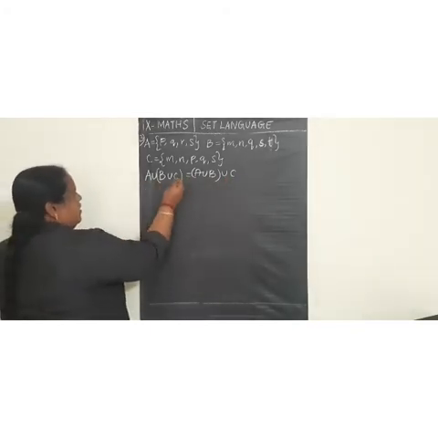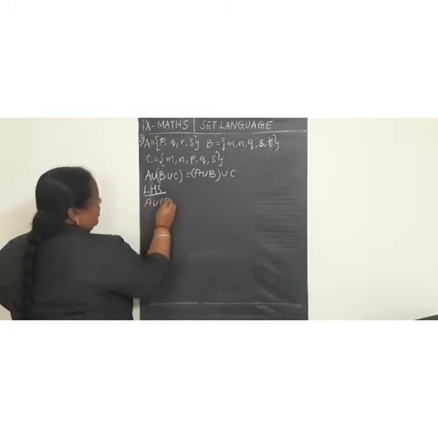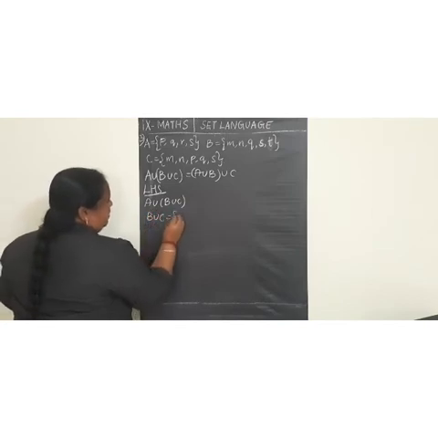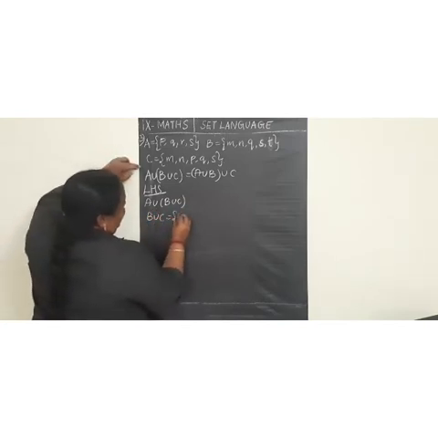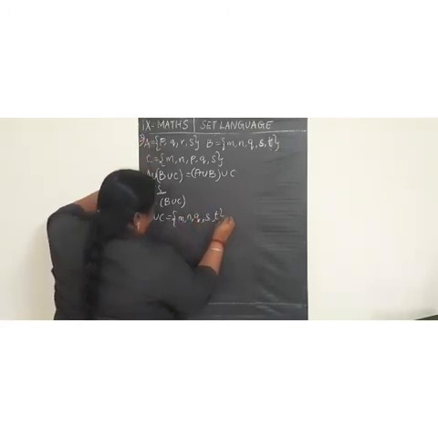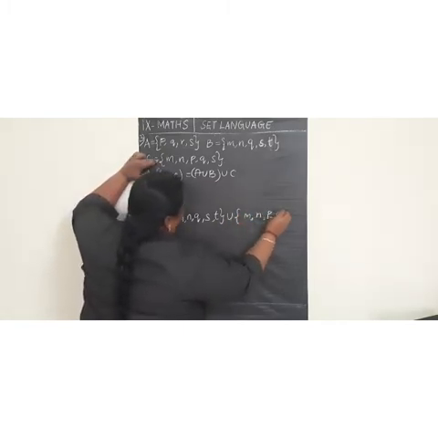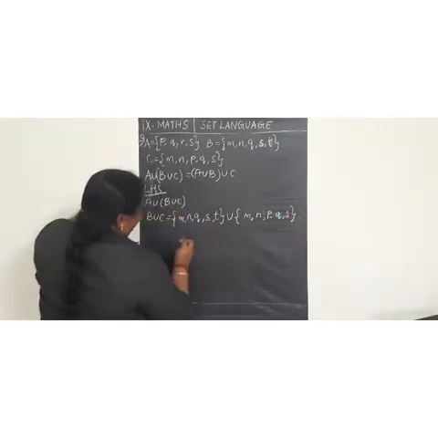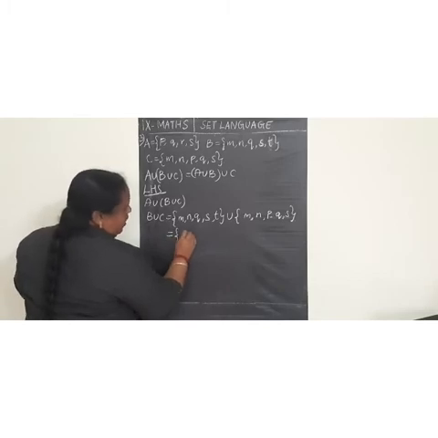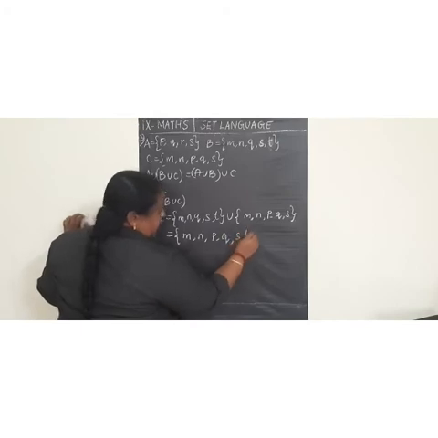First we take the LHS. What is given? A ∪ (B ∪ C). So first we have to find B ∪ C. B ∪ C is equal to, first B, which is {M, N, Q, S, T}, union C, which is {M, N, P, Q, S}. Union means we combine both and write it. So B ∪ C = {M, N, P, Q, S, T}.